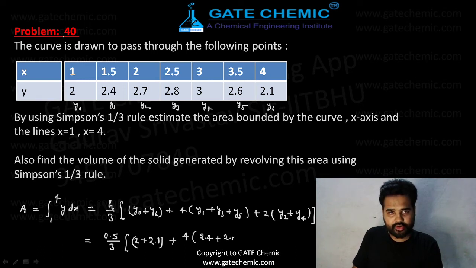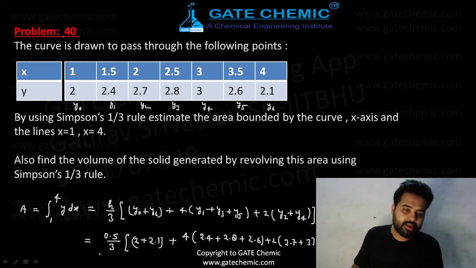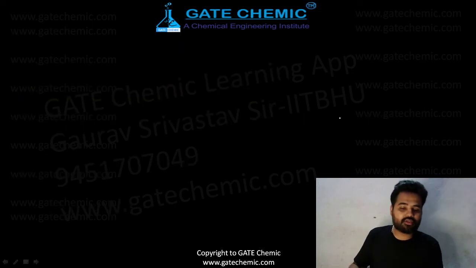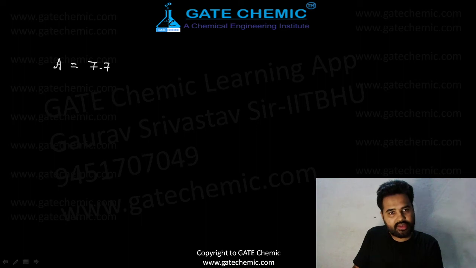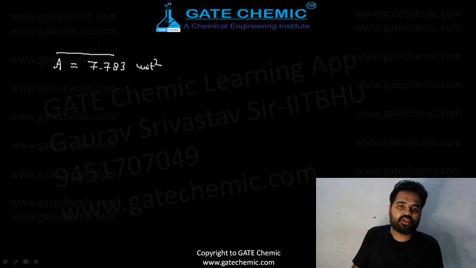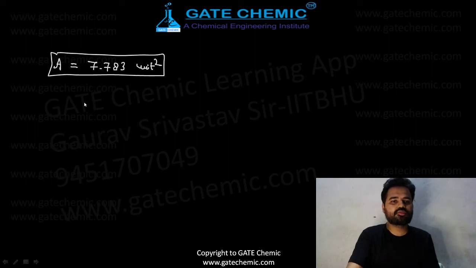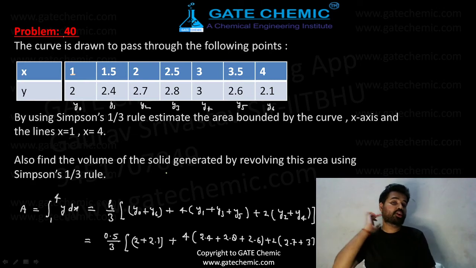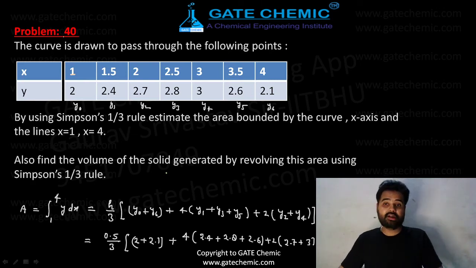So plus 4 times y1 2.4, y3 2.8 and y5 2.6, plus 2 multiplied by y2 2.7 and y4 3. After solving you will get the area as 7.783. Calculate it and check it yourself. Any unit is not given, so you can write square units. Now see its second part. You want to calculate the volume of the solid generated by revolving this area.